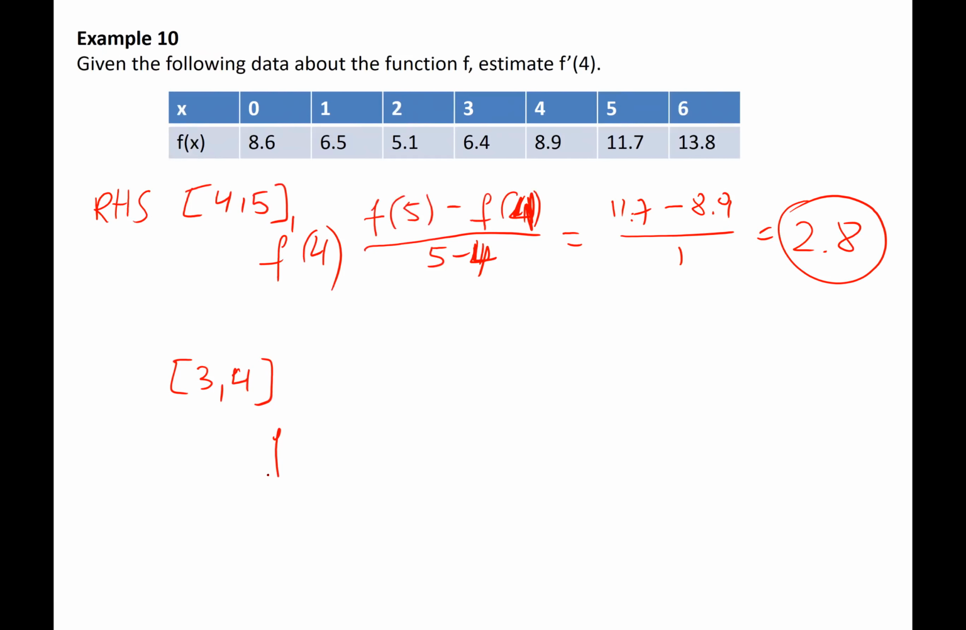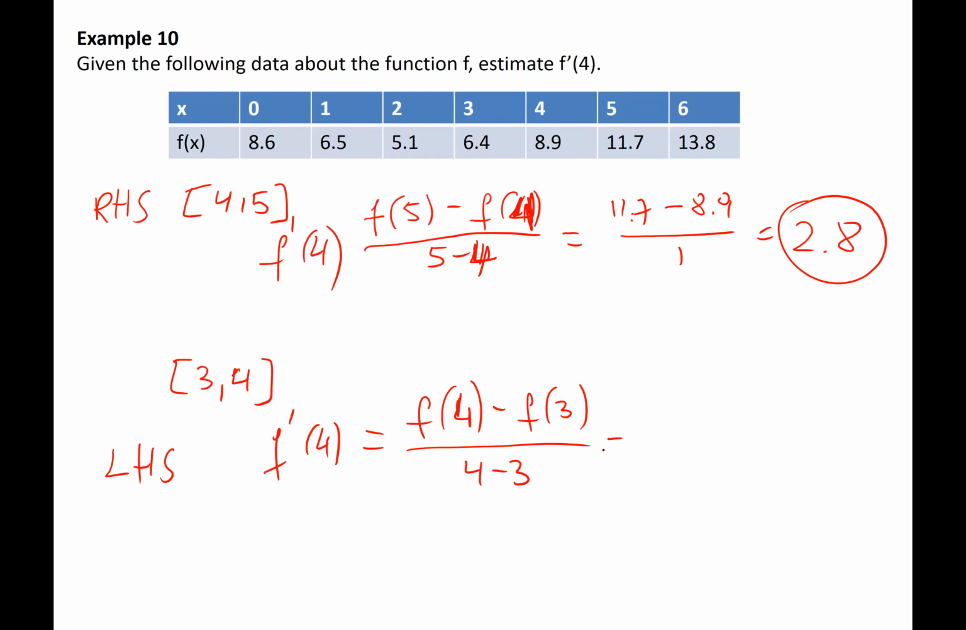Now f prime at 4 using the left-hand side: the value of the function at 4 minus the value of the function at 3, and the difference. The difference, of course, is 1. For 4, again, it is 8.9 minus 6.4. 8.9 minus 6.4 is 2.5.